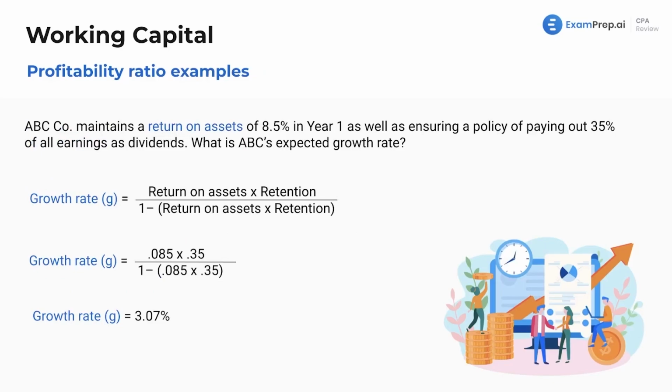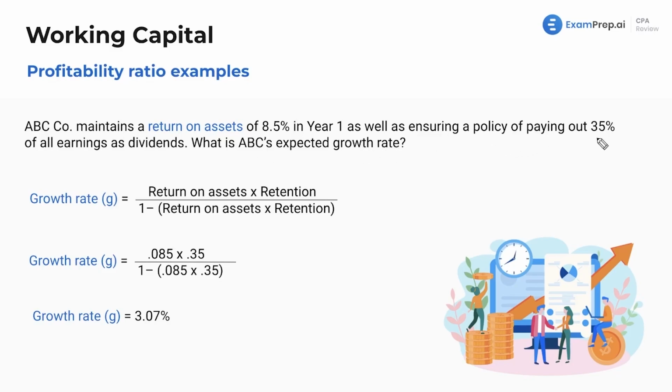Let's run through an example. Well, we've got our profitability ratio example, right? Here is the growth rate that we saw. Let's do an example. We have ABC company, which maintains a return on assets of 8.5% in year one, as well as a policy of paying out 35% of all earnings as dividends. What is ABC's expected growth rate?